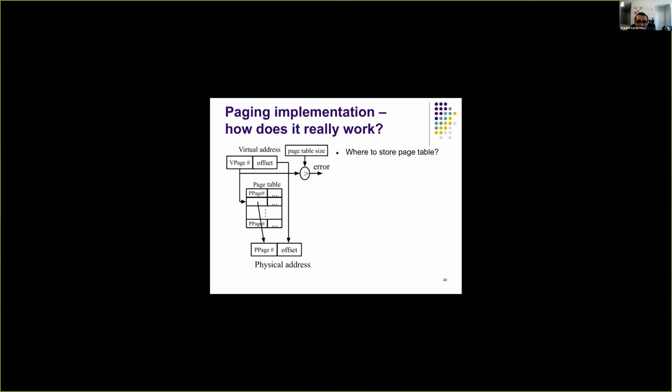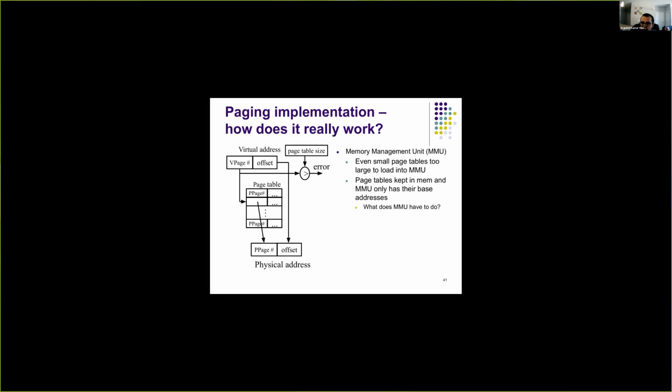So one thing is, where do we store the page table? Of course, we'll store it in memory, but when it comes to the CPU, where do we store it? Most of the CPU manufacturers provide an additional unit called the memory management unit, which deals with all the memory management. Basically, the translation hardware is called the memory management unit.